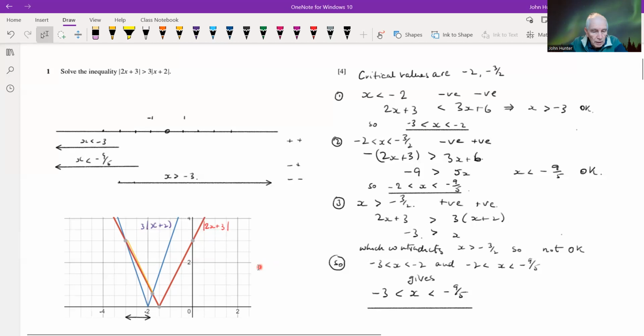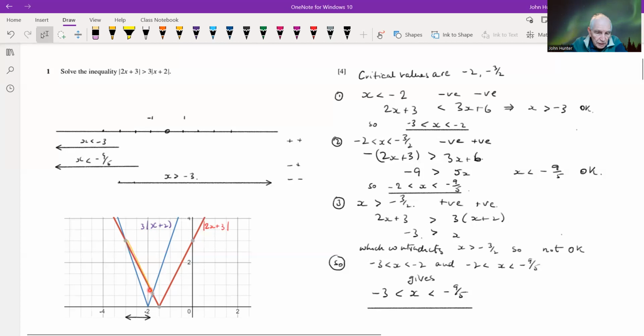Right, so now, just to illustrate this, we've got the graphs of the left-hand side function and the right-hand side function. The red being abs 2x plus 3, and this blue being 3 times the abs of x plus 2. And what we're looking for are those bits of the graph where the red line is higher up than the blue line.